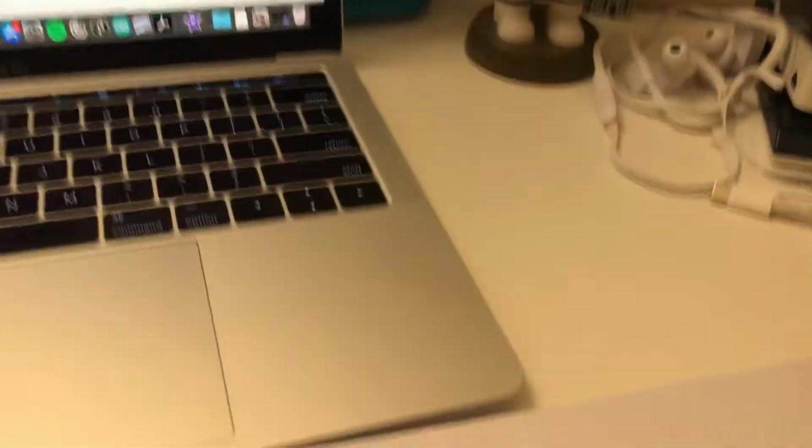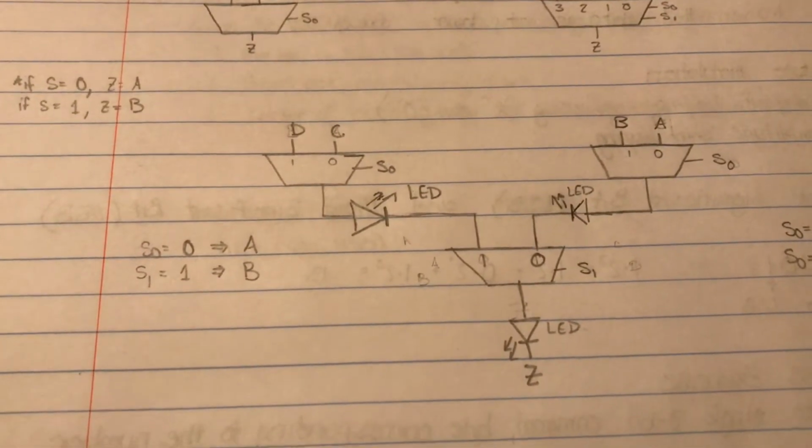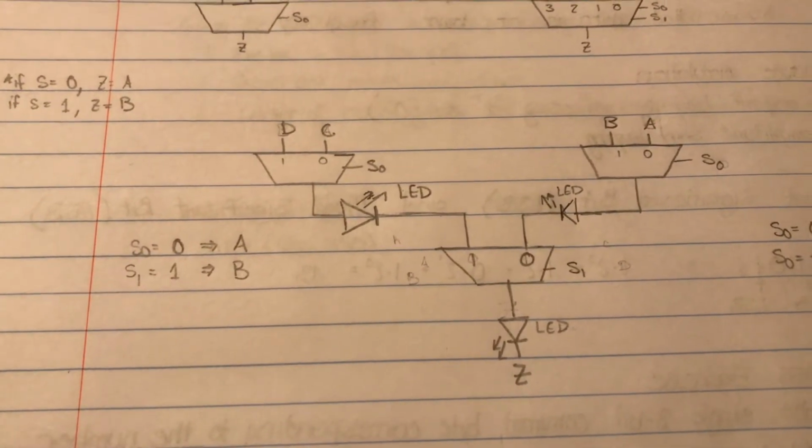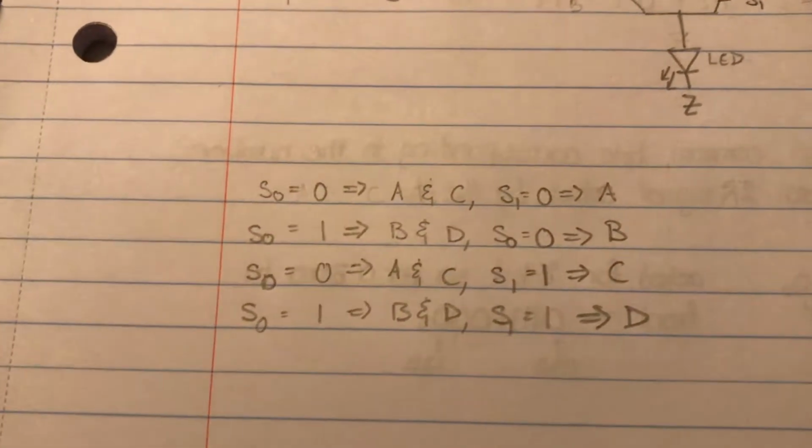The last part right here, we just have the 4-to-1 multiplexer being made out of 2-to-1s, and you can see there's the system right there. Here's the logic that gets you each of the different outputs.